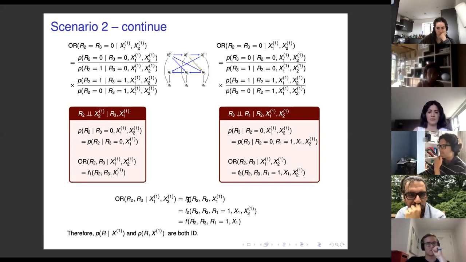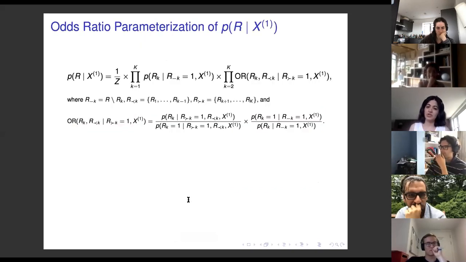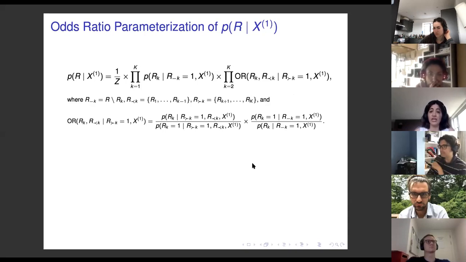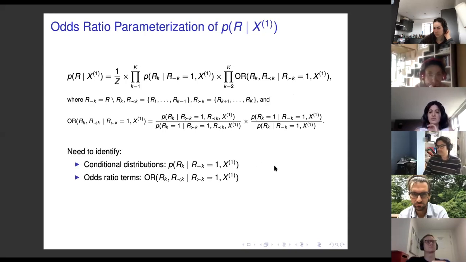Now an intuitive question to ask is why can't we just use the odds ratio parameterization on the entire missingness mechanism? The answer is, yeah, we can do that, and here's how it looks. It's a product over the conditional distributions of each missingness indicator, given that the rest of the missingness indicators are evaluated at 1, and all the counterfactuals, times these odds ratio terms. It's a bit of a mouthful, but what we want is that in order to identify the entire missingness mechanism, we need to identify two sets of models: these conditional distributions and these odds ratio terms.